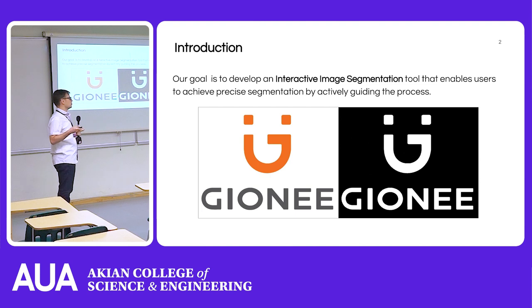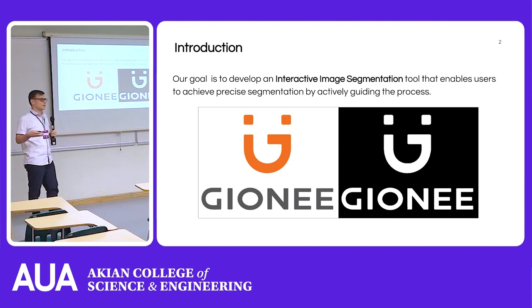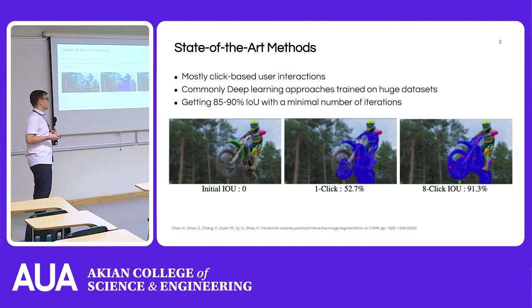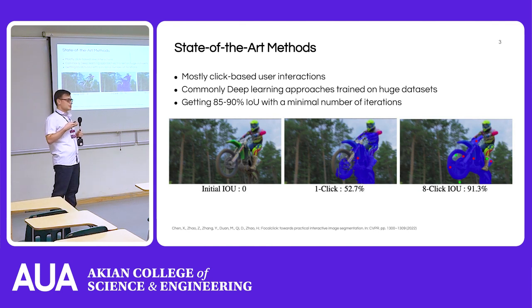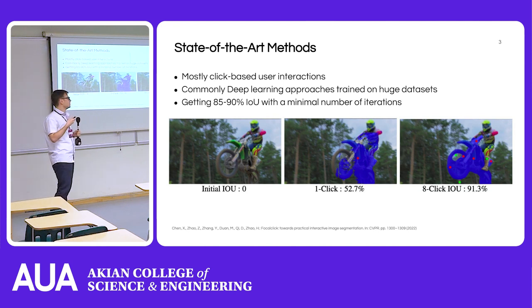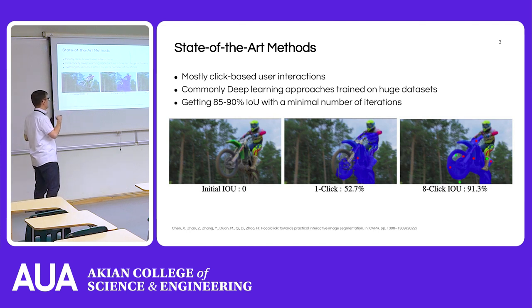Our main task is interactive image segmentation, which is to create a user-friendly tool that enables users to achieve precise segmentations by actively guiding the process. Let's look at some characteristics of state-of-the-art methods. They are mostly click-based methods, commonly deep learning methods trained on huge datasets, and they are designed to get 85-90% intersection over union with a minimal number of iterations. Here is an example of one such method, after one iteration and 8 iterations of user clicks.